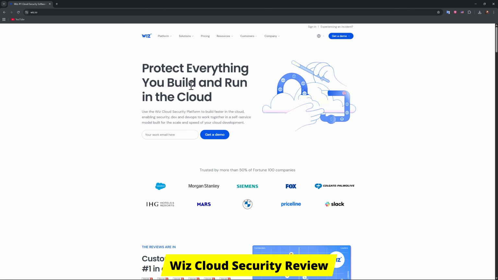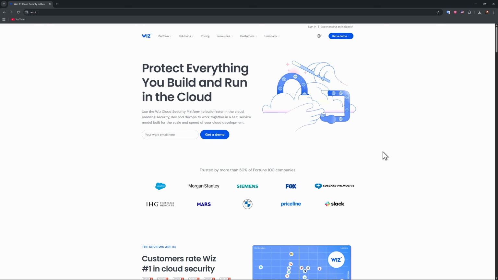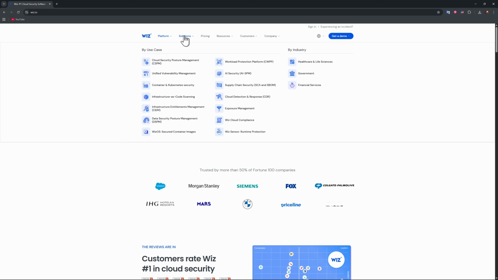Today we're taking a look at Wiz, one of the fastest growing cloud security platforms, and I will break down what it does well, where it falls short, and whether it's worth using. So what exactly is Wiz? It's a cloud native application protection platform, or CNAPP, designed to secure everything you run in the cloud.